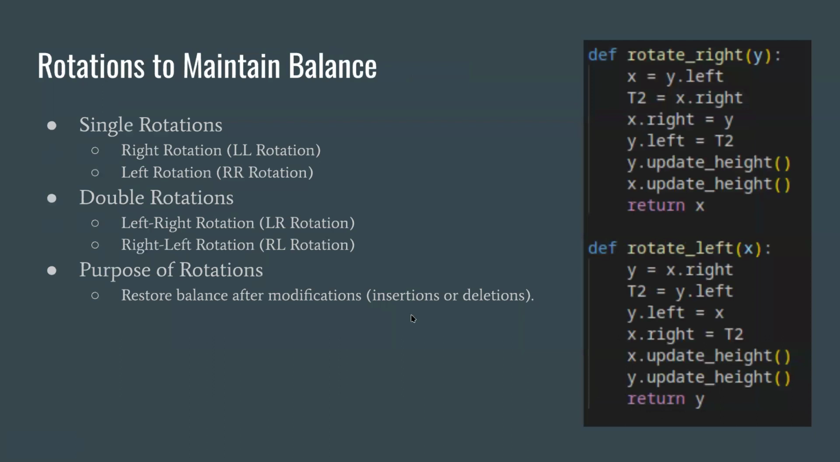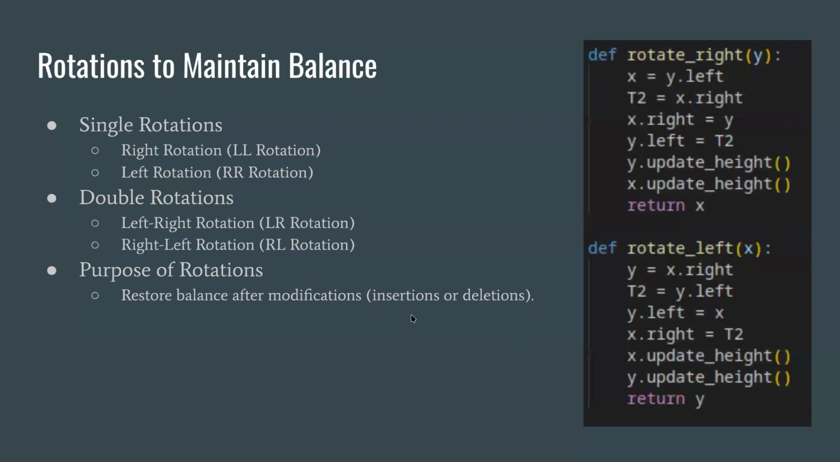Rotations to maintain balance. AVL trees maintain balance by rotations. There are two primary types, which are single rotations and double rotations. We're going to talk more about this in different lecture slides, so for now we are just doing an overview.